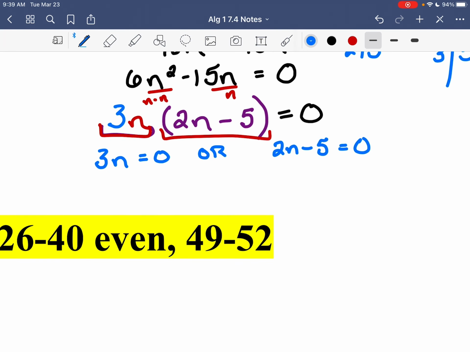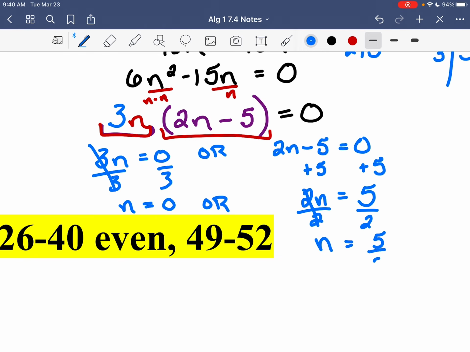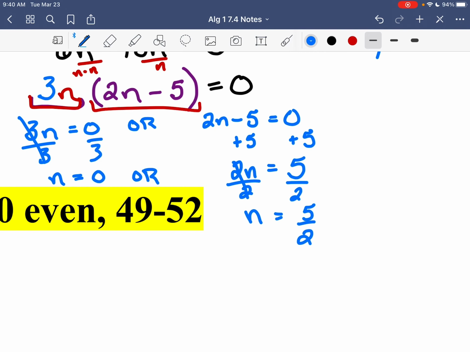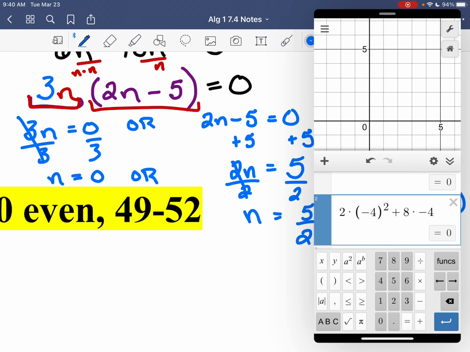Solve each one. Divide this one by 3. N equals 0. Or this one I'll have to add 5 to both sides. 2n equals 5. Divide by 2. N equals 5 over 2. So my solutions are 0, 5 over 2, curly bracket. Okay. And then let's go to calculator and try it.